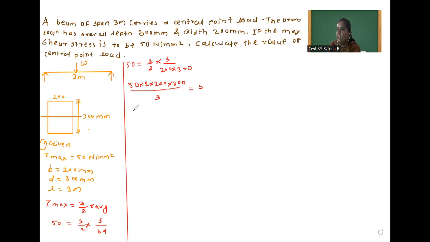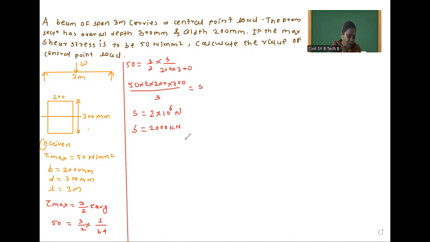So you calculate and tell me S, which is equal to how much? 2 into 10 raised to 6 Newton. So that much shear force. So we will write in kilonewton. So S is equal to 2000 kilonewton. So shear force is 2000 kilonewton.